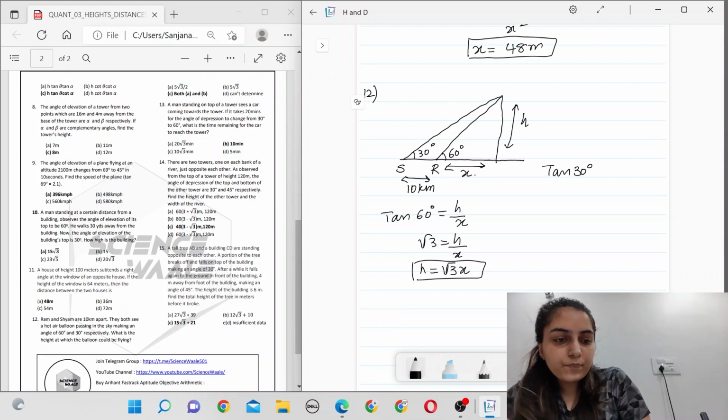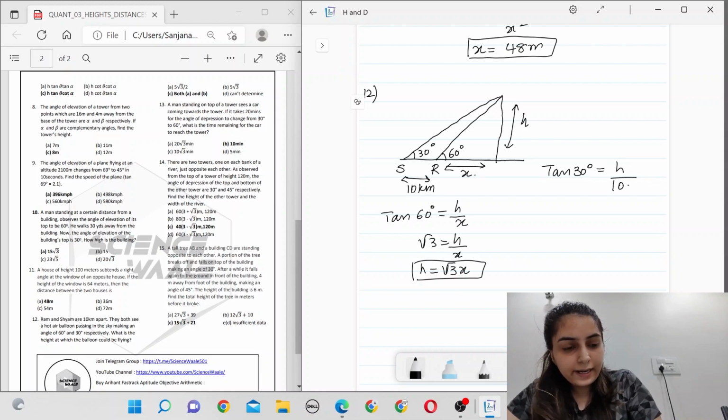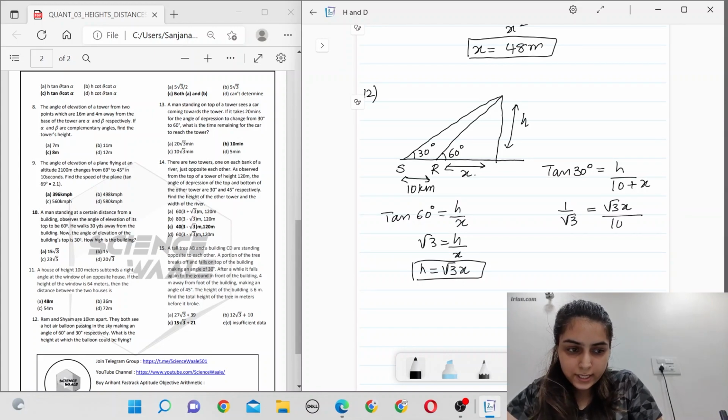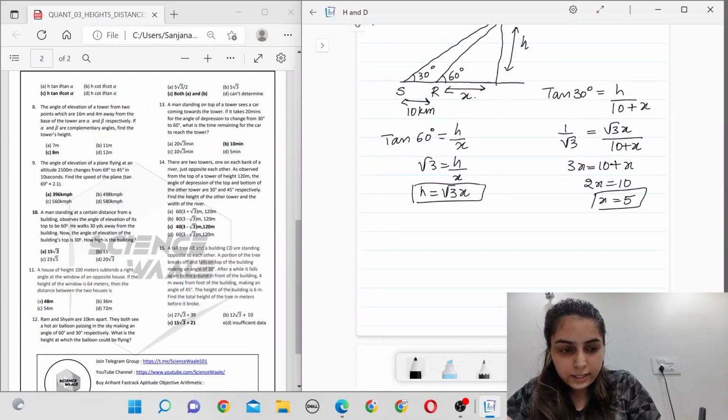Tan 30 is equal to h by 10 plus x. Tan 30 is 1 by root 3, so 1 by root 3 is equal to h, which is root 3x, by 10 plus x. 3x is equal to 10 plus x. 2x is equal to 10. X is equal to 5. So if x is equal to 5, then the height of the hot air balloon will be 5 root 3 meters.